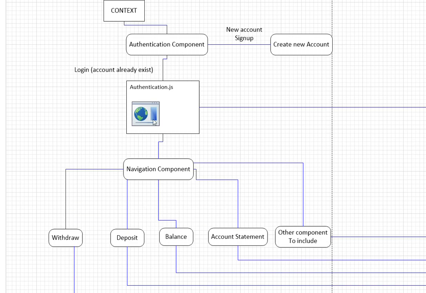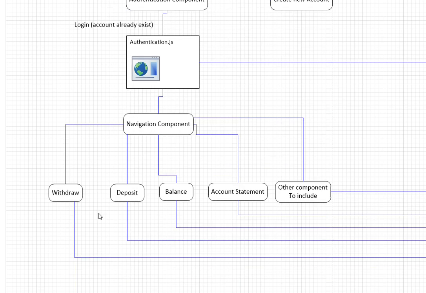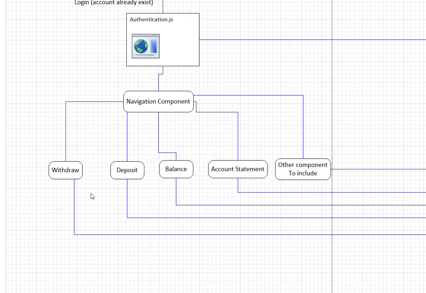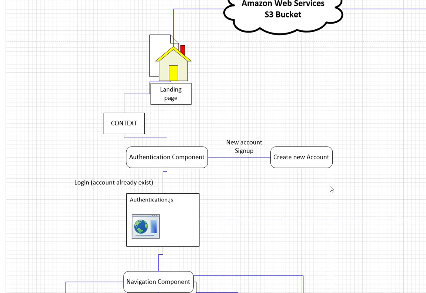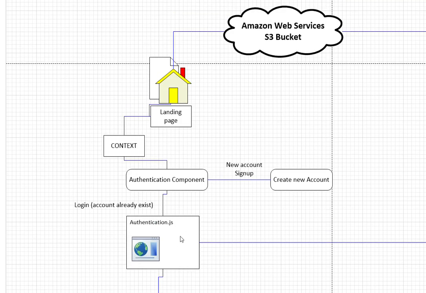Once the token is in the front end, it is used to access the components. You cannot withdraw, deposit, or check a balance if you don't have a token. The API that is used in each of these components has to have a token, and that is validated also in the backend.